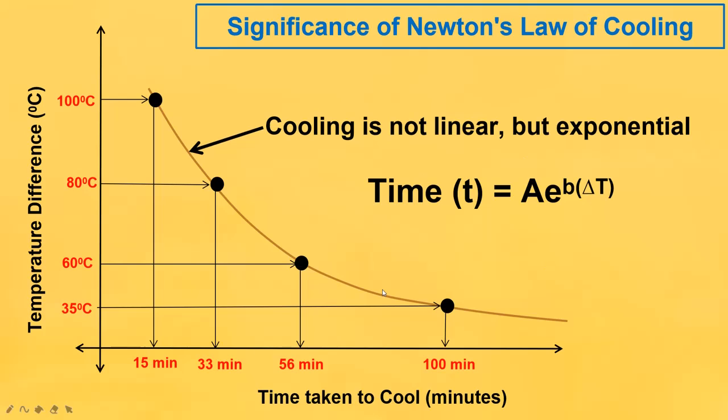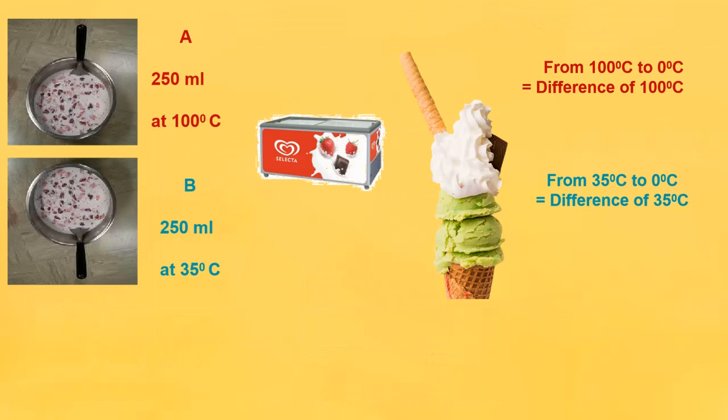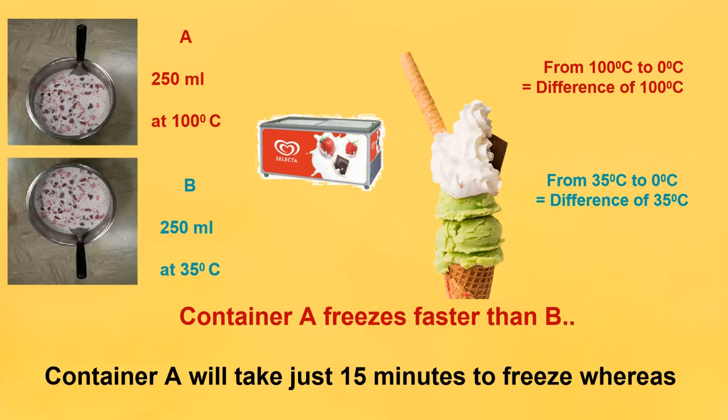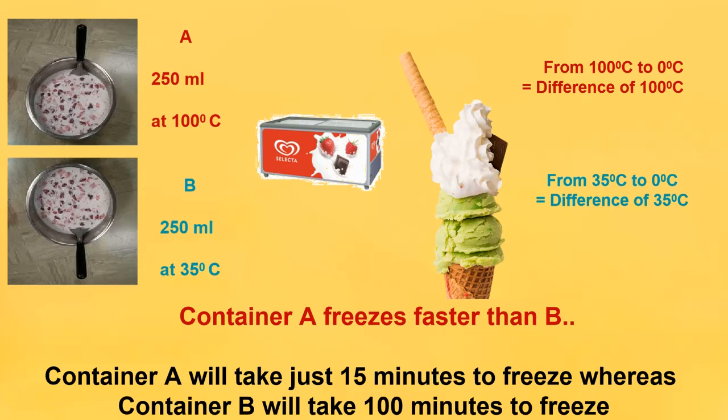This is the mathematical equation of that. What is the meaning of this? The meaning is that container A will freeze faster than B. Why? Because the temperature difference is more. It will take just 15 minutes to freeze, whereas container B will take 100 minutes to freeze.